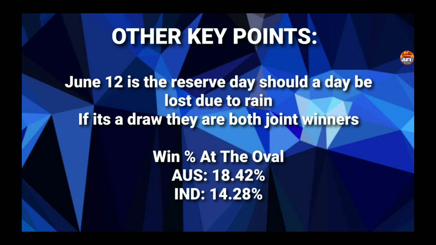And then win percentage at the Oval is quite an interesting one as well. Australia 18.42%, India 14.28%. So if we're talking about who might be the favourites, which I'm not sure who are, but if we're talking about win percentage at that venue, it is Australia, which has a slight little advantage over India. However, it is a neutral ground, though it is a ground that England play at. And there's not really a lot of home ground advantage because there is none of that.